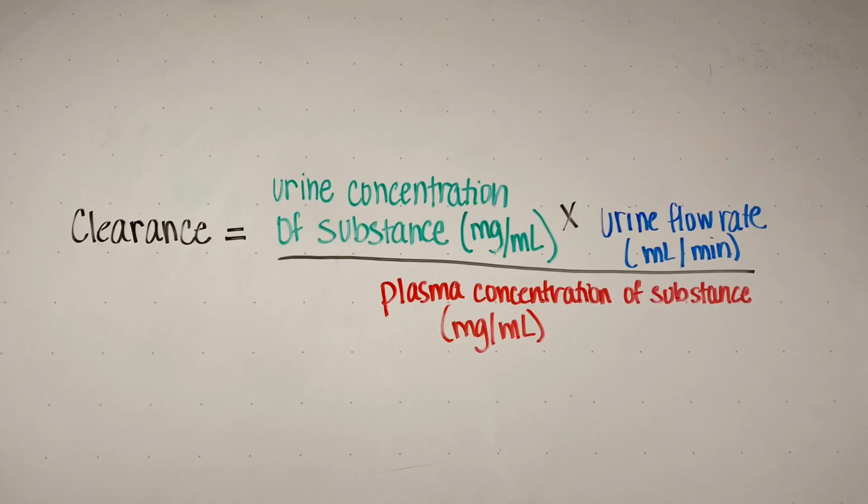All right, so let's look at a formula related to clearance. Clearance equals the urine concentration of a substance measured in milligrams per milliliter, times the urine flow rate measured in milliliters per minute, divided by the plasma concentration of that substance measured in milligrams per milliliter.